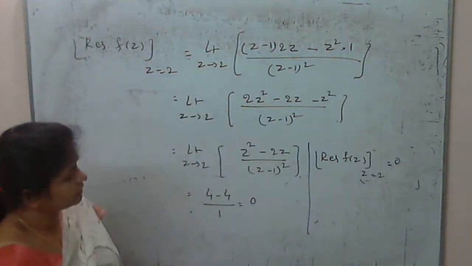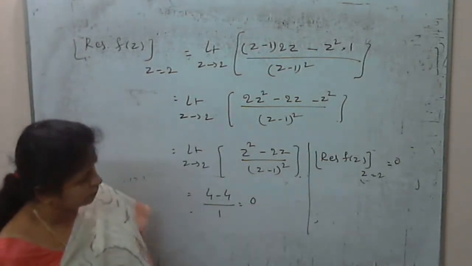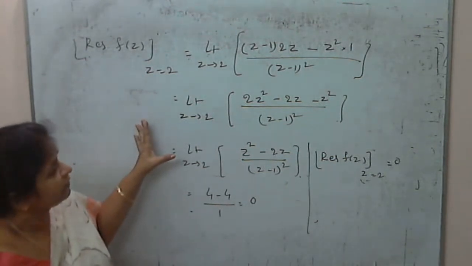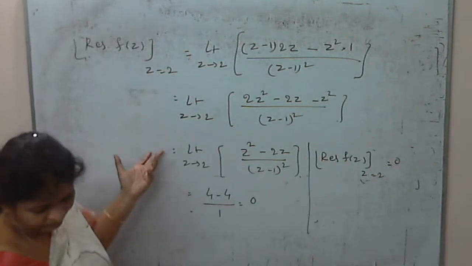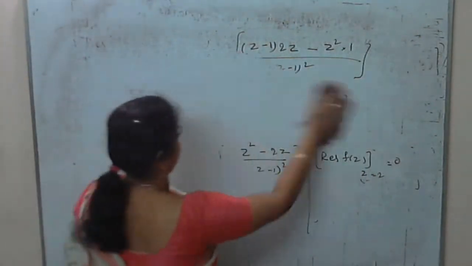So in the first case, what is the residue? 1. In the second case, the residue is 0. So in this way, we can calculate the residues if the pole is of order m. Now let us go for one more example.